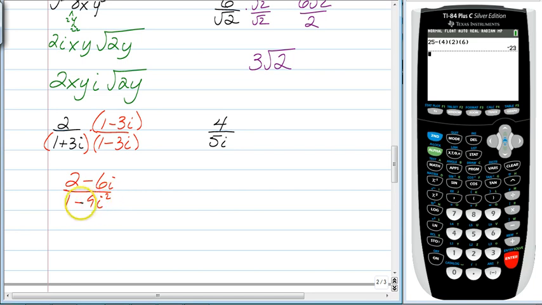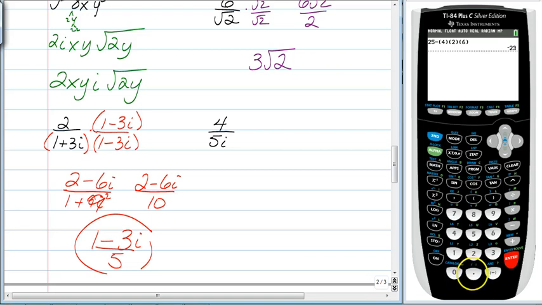Negative 9i squared is just going to turn into plus 9. So that's going to leave you with 2 minus 6i all over 10. And you must reduce. So your final answer is 1 minus 3i all over 5. And yes, you can have it separated if you want. Remember, you do have this little i button down here to double check your work.